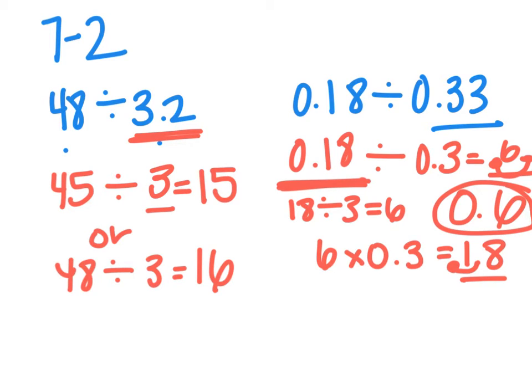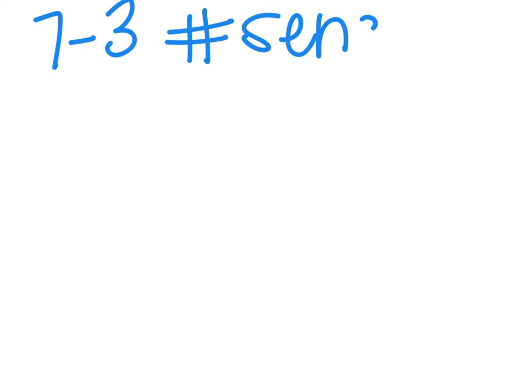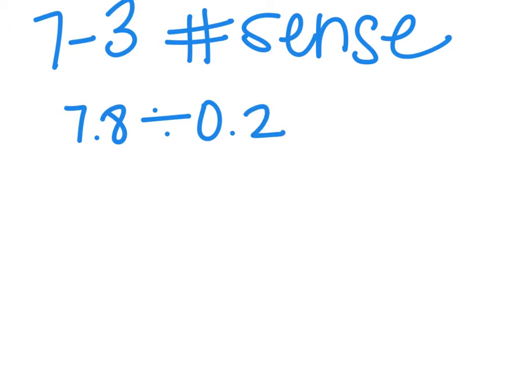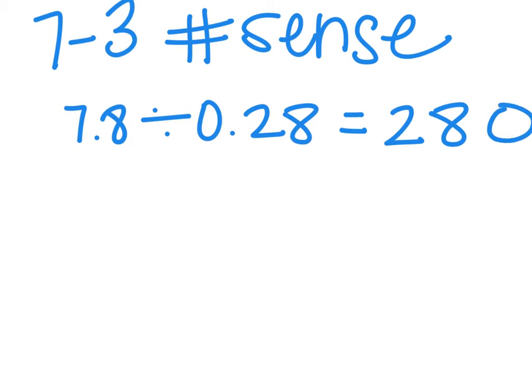Okay, boys and girls, the next topic that we talked about was 7-3. 7-3 had to do with number sense. So that's when we talked about where the decimal point would go in the quotient of different problems based on our reasoning and using estimates and things like that. So if I had something like 7.8 divided by 0.28, I could use an estimate to figure out where the decimal point should go in this answer, 280.